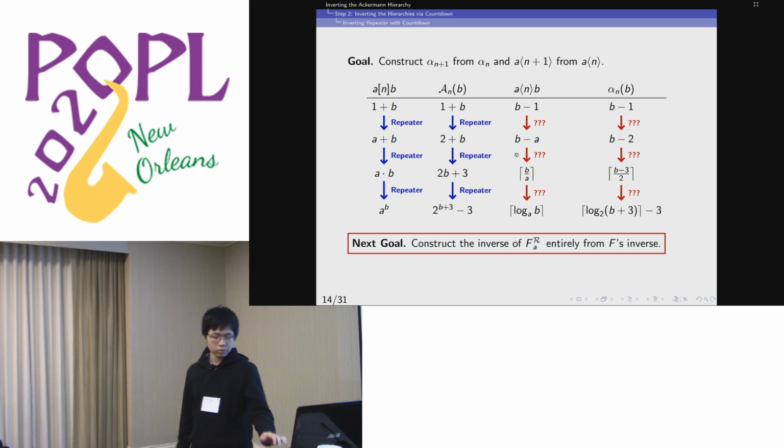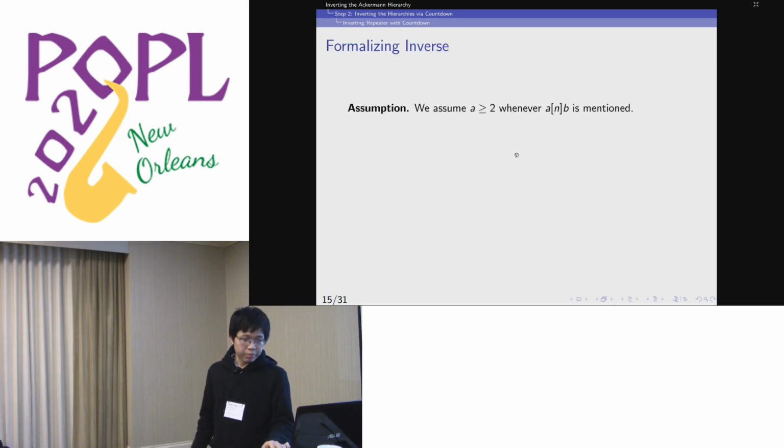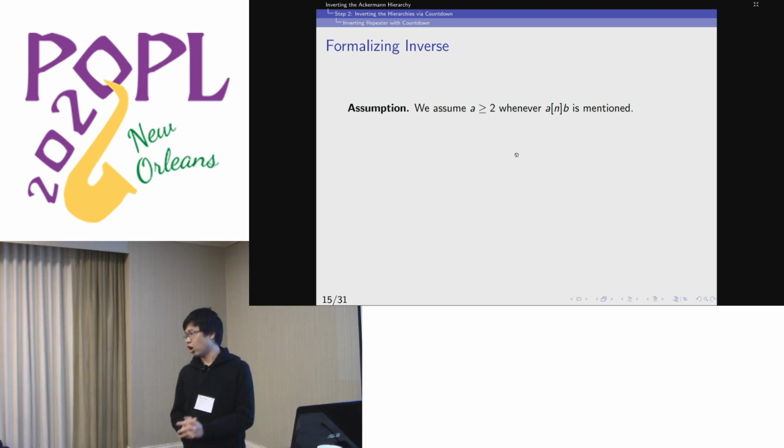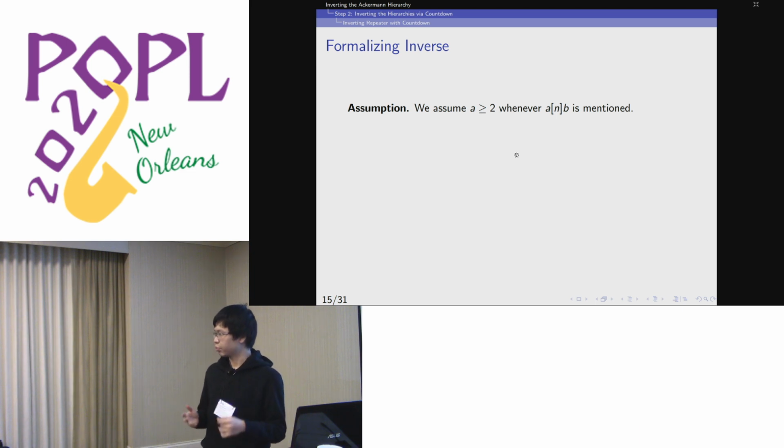So before we go on, let's assume that a is greater than or equal to 2 every time we talk about the hyperoperation. And for the case where a is 0 or 1, those are actually trivial cases, and we handle it in our paper, but we don't need to worry about them right now.